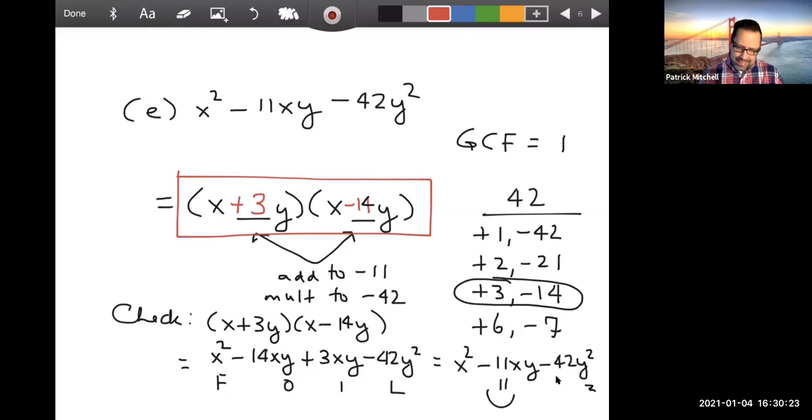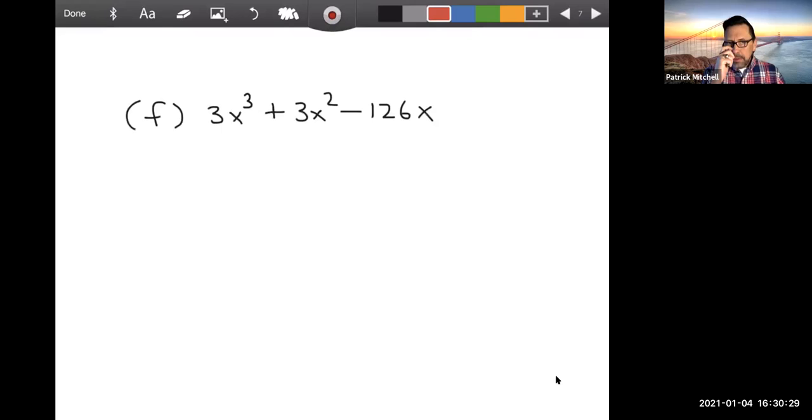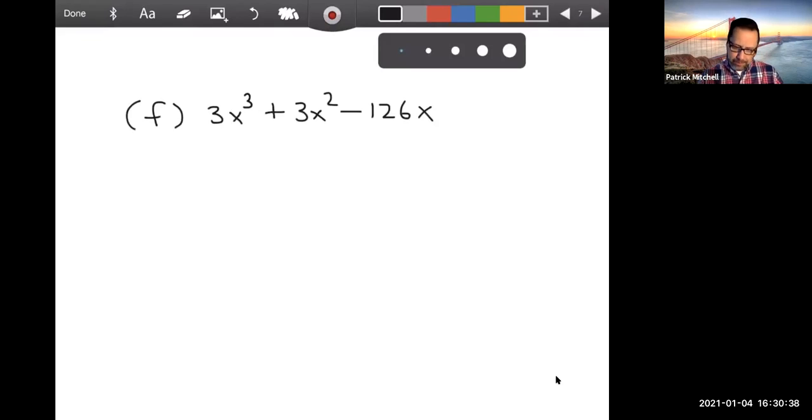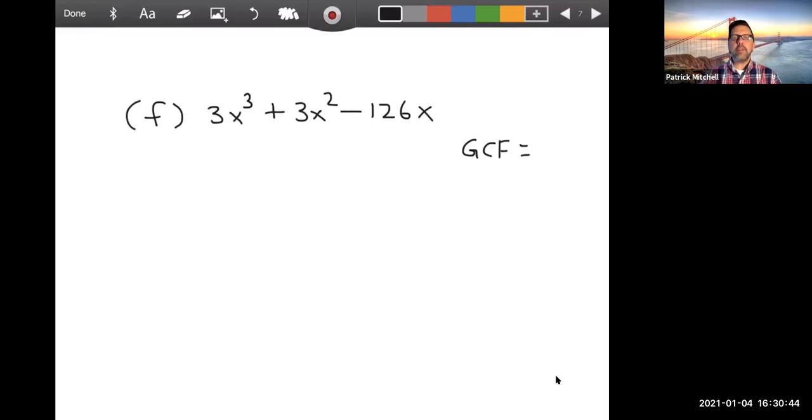All right, last example. 3x cubed plus 3x squared minus 126x. What's the first thing you always look for? GCF. And this time it's actually going to pay off because 3, 3, and 126 do have something in common. They are all divisible by 3. And when I have an x cubed, an x squared, and an x, that means I can also take out an x. So my first step is going to be to factor out that GCF, just like we were doing in the last section.